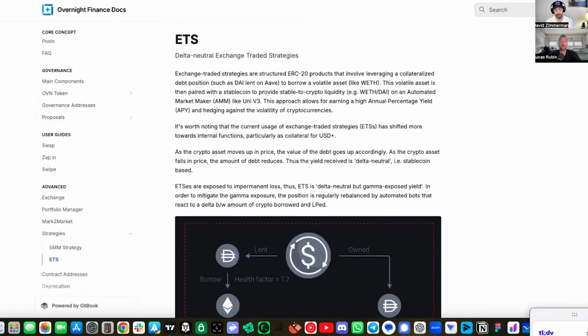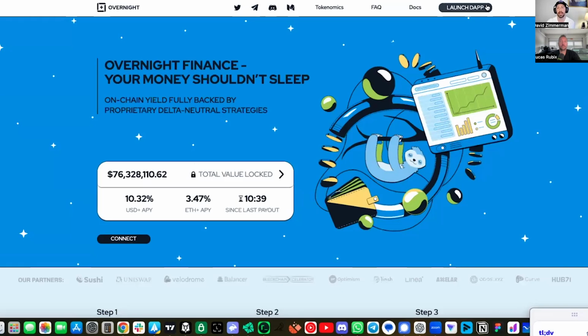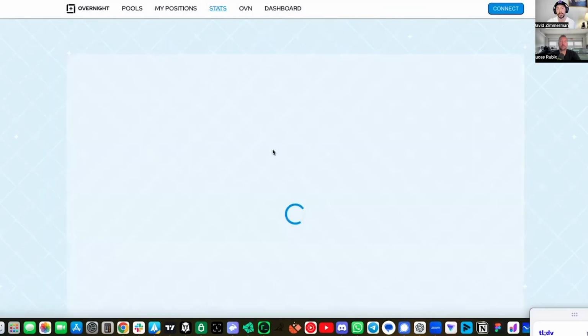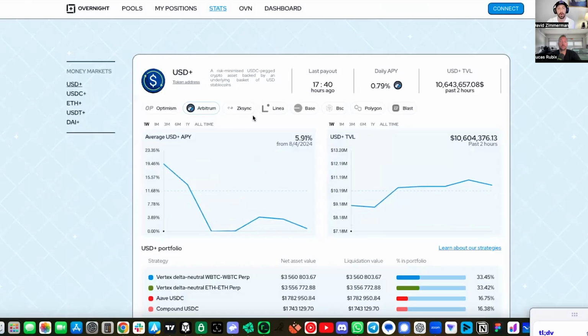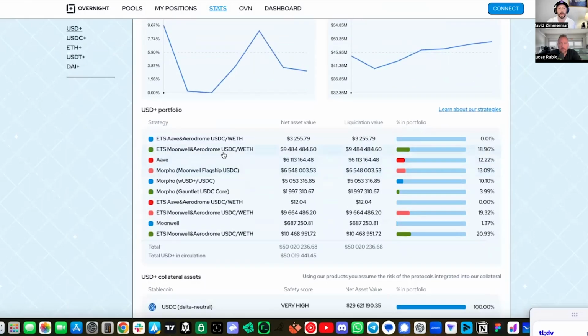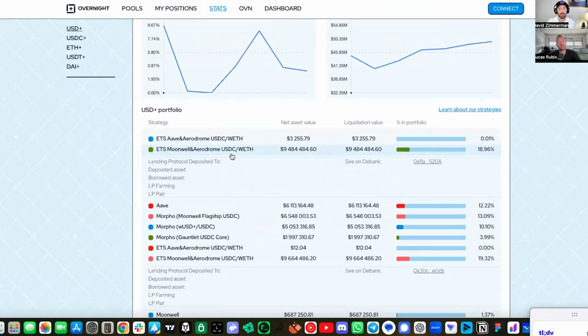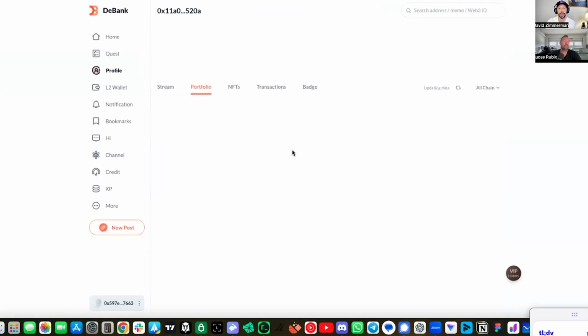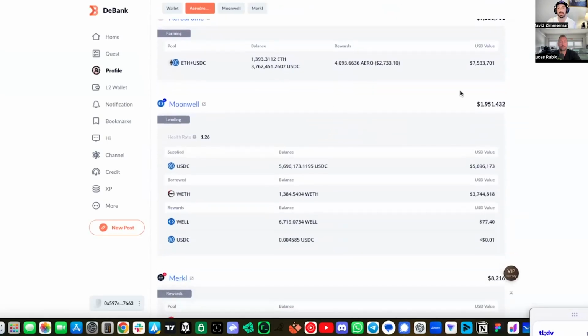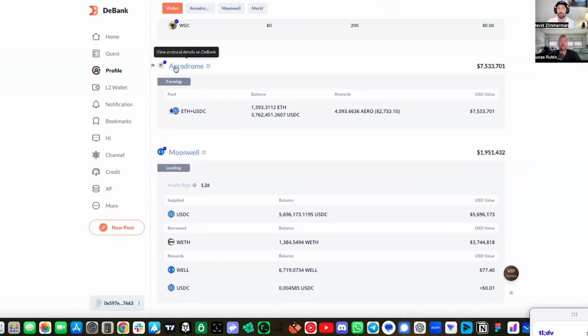If we go to their stats page, if I launch the DApp and then I go to their stats, and then if we take a look at one of their wallets on Base, that's actually doing this now. Moonwell and Aerodrome. We can see this on the bank. And if I scroll down here, they've actually employed this strategy in full range pools on Aerodrome.